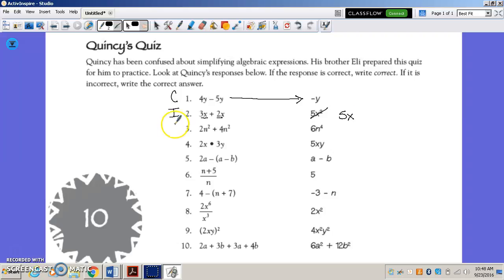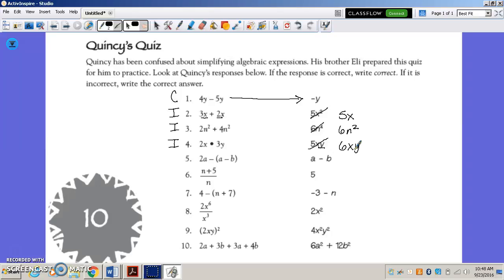Number 3 follows the exact same logic. This is an incorrect statement. This should actually give me 6n to the second power, because again, the two coefficients add together to give me 6. However, the n squareds do not change. Number 4 is incorrect. X times y is indeed xy over here. However, we multiply the coefficients. This corrected statement should be xy with a 6 in front of it, because 2 times 3 is 6.